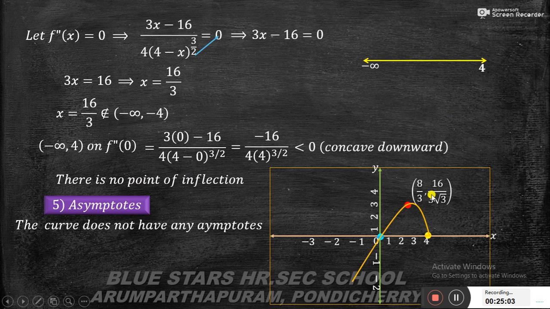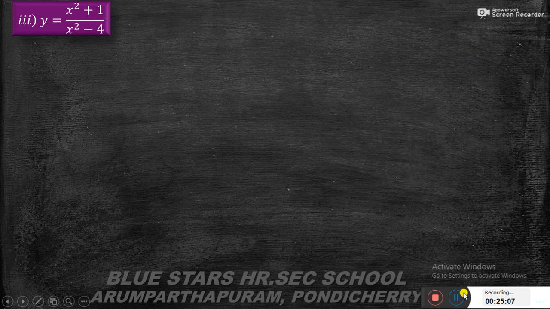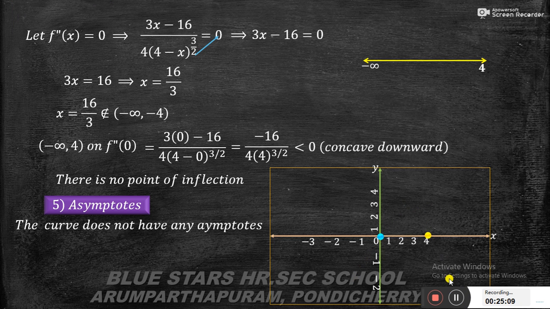So this is a critical point, that means 8 by 3 comma 16 by 3 into root 3. This is a critical point. So the asymptotes: the curve does not have any asymptotes. This is the answer for asymptotes.